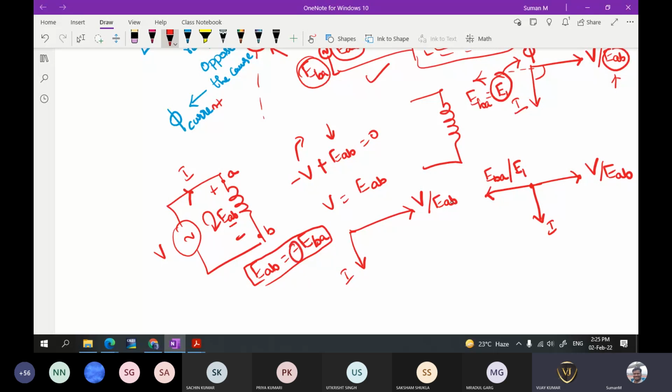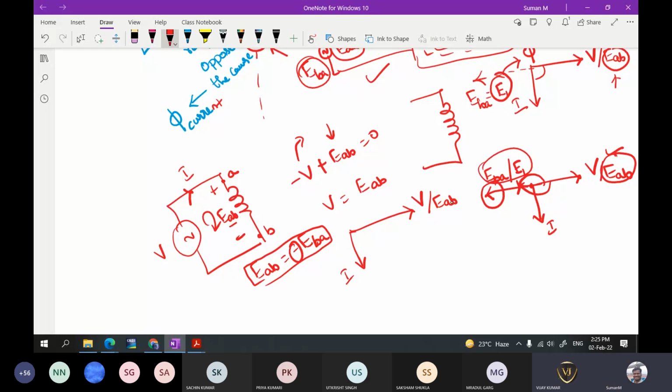So this negative sign indicates that there is a 180 degree phase shift. This 180 degrees is phase shifted from this actual quantity. So here we are writing it as induced EMF, here we are writing it as voltage drop, and here we are writing it as voltage rise. Okay. Why have we written it like this?